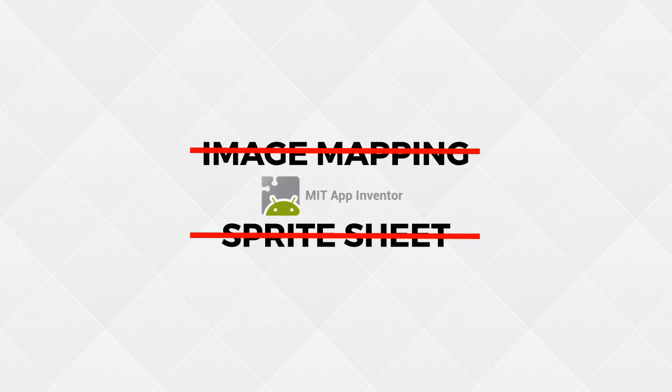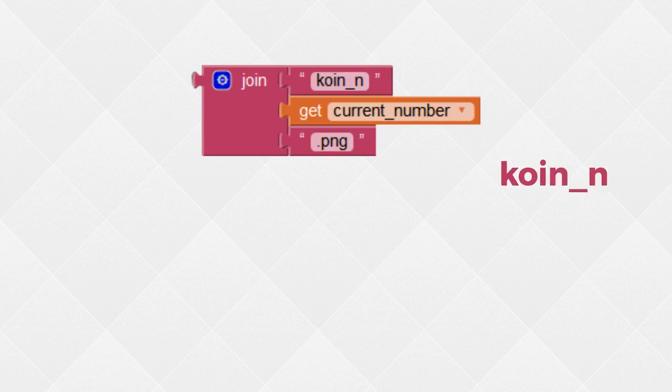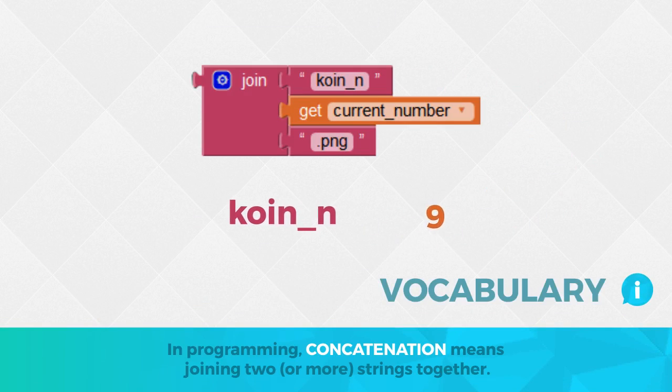Unfortunately, we can't use a sprite sheet or image mapping in App Inventor, but we do know that we can concatenate strings together to form a word, and we can access files in our media folder using join text blocks. We're not going to work with letters, and you'll see why in just a second.